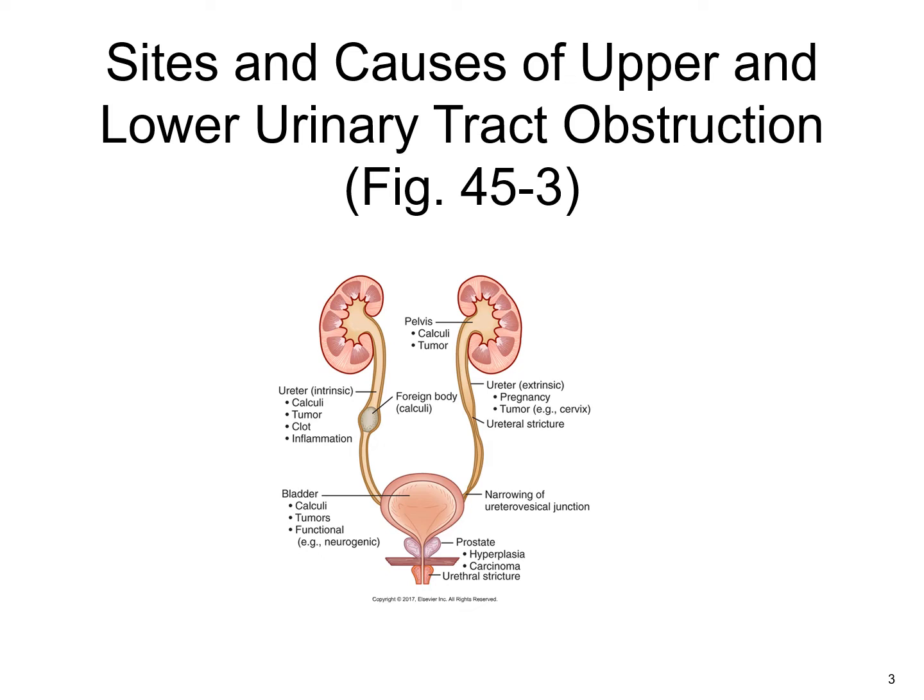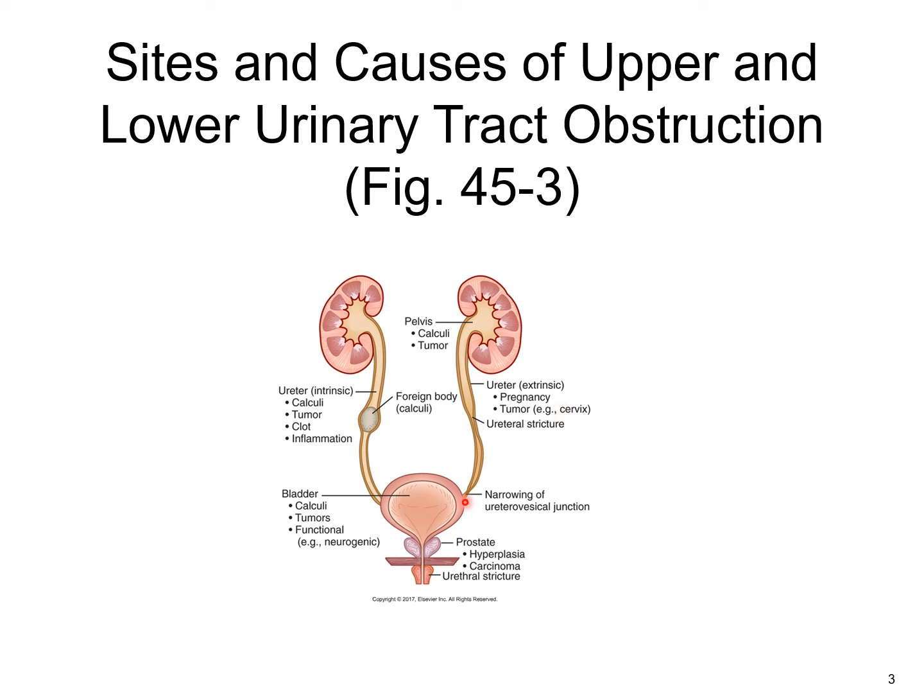This particular picture is showing you all the different areas where the obstructions can happen. You see here that in the pelvis, you can get things like calculi or tumors. And in the ureters themselves, you can also get calculi, tumors, clots, or even inflammation. They've described some of the factors as intrinsic and some as extrinsic. So an extrinsic obstruction could be caused by pregnancy, or maybe somebody has a tumor in the cervix, then they would consider that an example of an extrinsic type of obstruction.